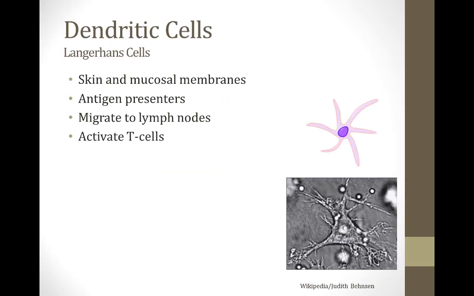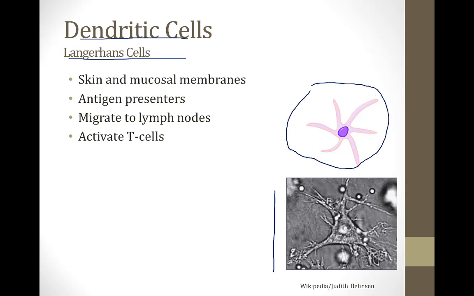Finally, I want to mention a very important cell type, and that's called a dendritic cell. It's also called a Langerhans cell when it's found in the skin. And these are star-shaped cells, like in this drawing here. They also look like this electron micrograph right here, and they're found in the skin and mucosal membrane. What these cells do is they are professional antigen presenters. So they pick up a sampling of the antigens found in the skin and mucosal membrane, and they migrate to the lymph nodes where they activate T cells.